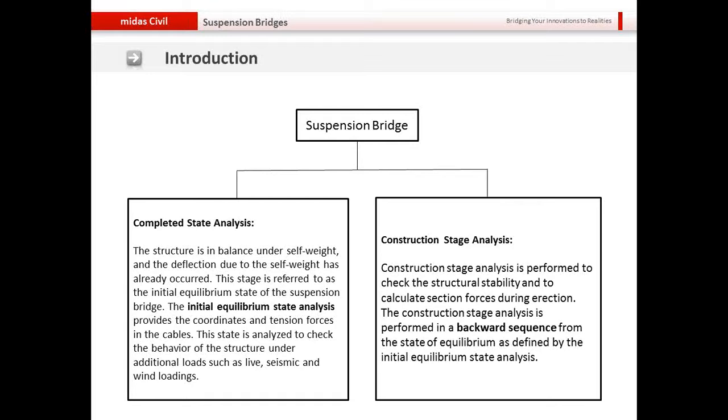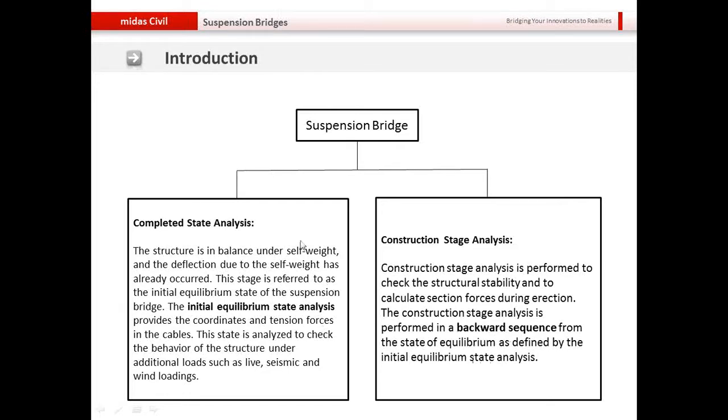On the other hand, we have construction stage analysis, which is used to see the behavior of the structure during the construction stages. So we can check whether the structure is stable throughout each and every construction stage. You can choose to do different types of eigenvalue analysis and see what the behavior of the structure will be during the construction stage as well as after it. The construction stage analysis for suspension bridges, as you can read from this excerpt, is performed in backward sequence from the state of equilibrium as defined by the initial equilibrium state analysis.